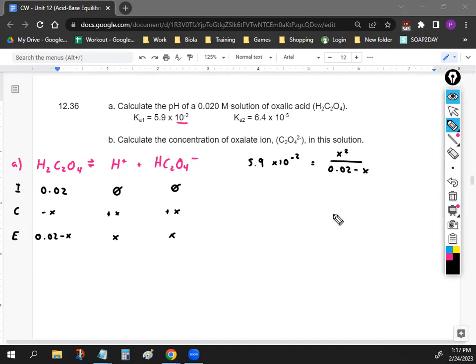So unfortunately, this is a quadratic. So hopefully you did your quadratic. I'm going to skip that part. It's going to be 0.0158 around there.